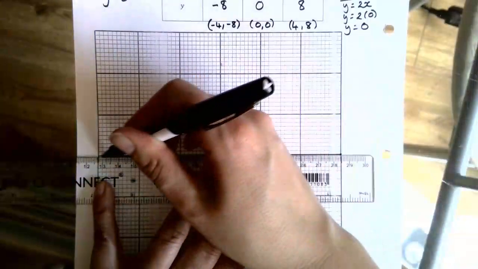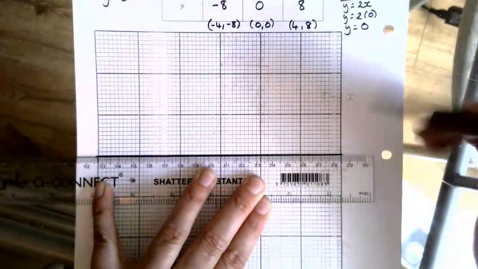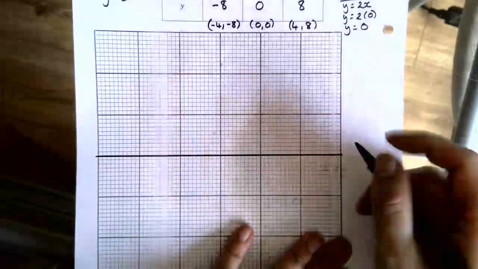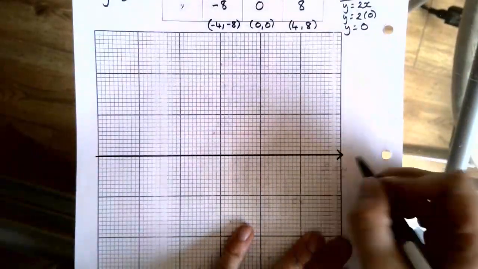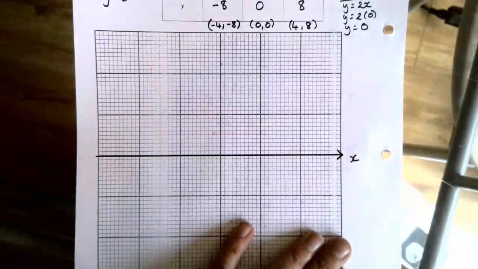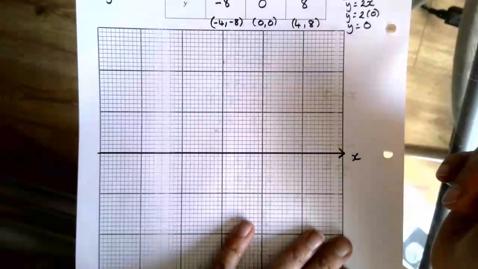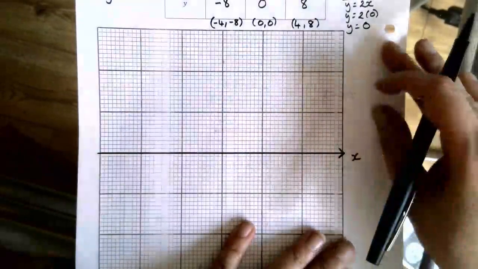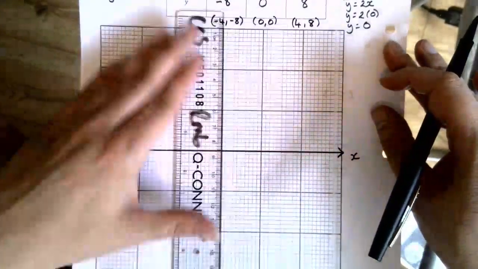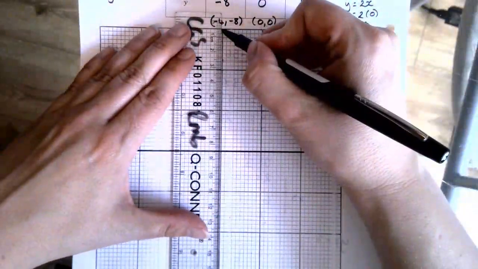Now you'll notice I'm using a pen here, which I would normally give out to you for. I do want you using pencil whenever you're filling this in, but because I'm filming this video, the pen just shows up a little bit better on it. So that's why I'm using pen, but you should be using pencil. And then this is my y-axis.